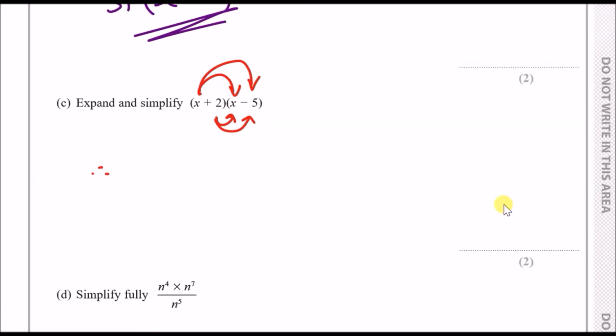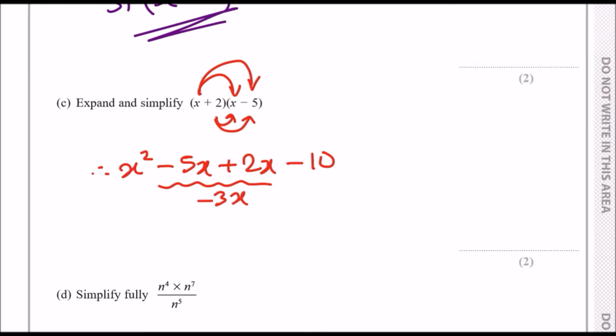So when you do that, x times x is x squared, x times minus 5 is minus 5x, 2 times x is plus 2x, and lastly, 2 times minus 5 is minus 10. And for these quadratics, you always have to try and simplify the middle terms, yeah? So this means that minus 5x plus 2x, if you just put minus 5 plus 2 in your calculator, you should get a minus 3x. And that means our final result is therefore x squared minus 3x minus 10.